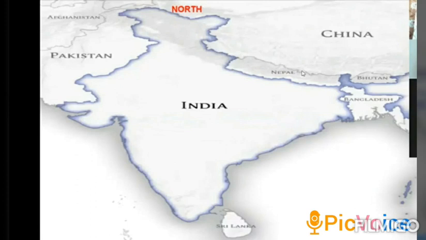But when you see this map, we also have some neighboring countries whose boundaries are connected with our country. Pakistan and Afghanistan are connected towards the west. China, Bhutan, Nepal, Bangladesh, etc. towards the east. And one country towards the south also, that is Sri Lanka.